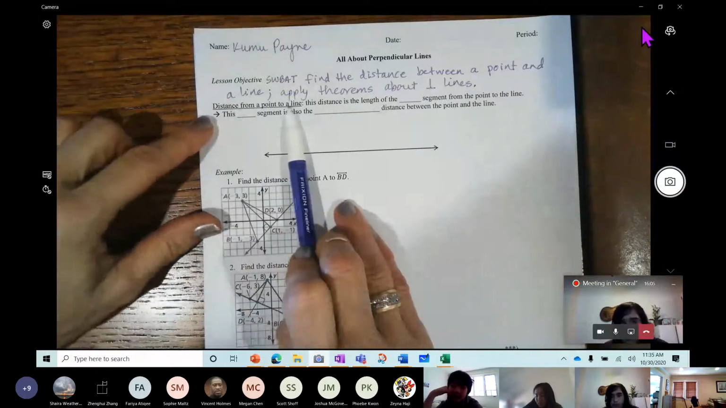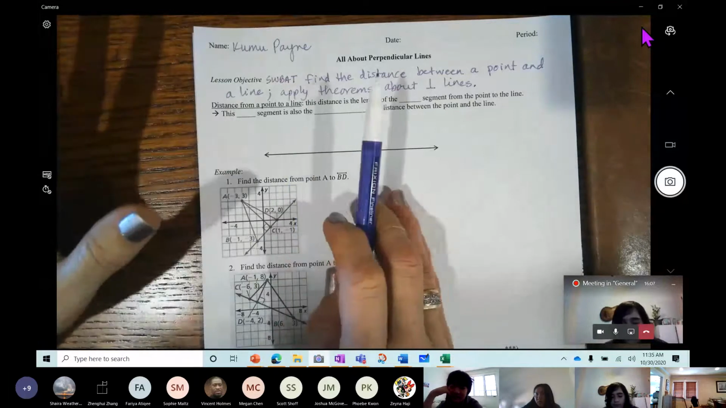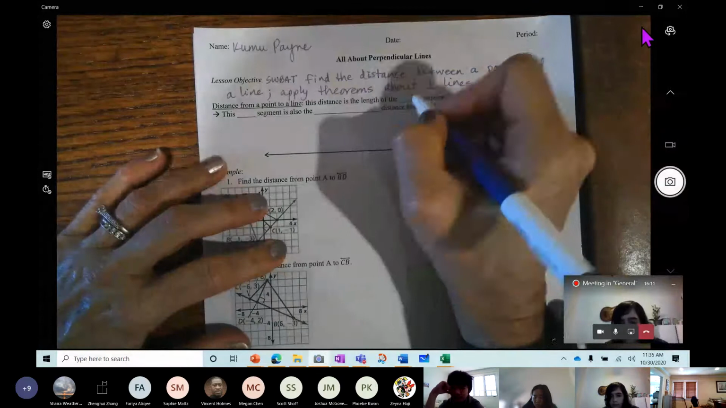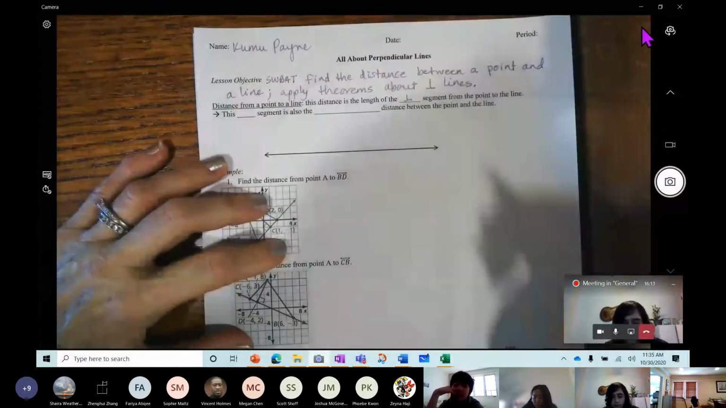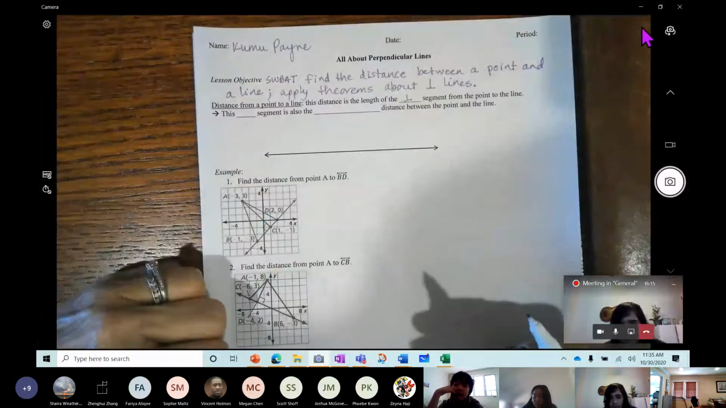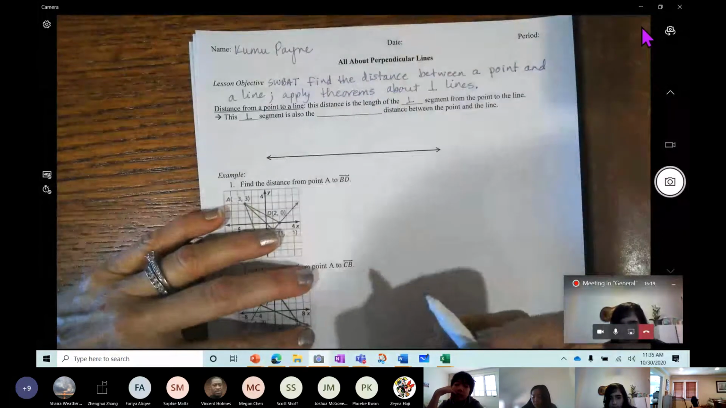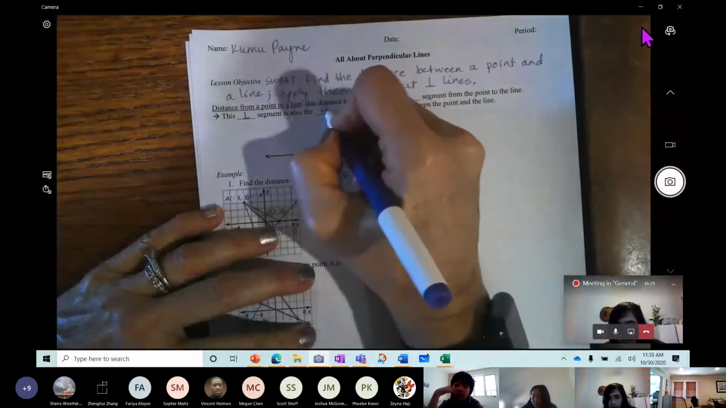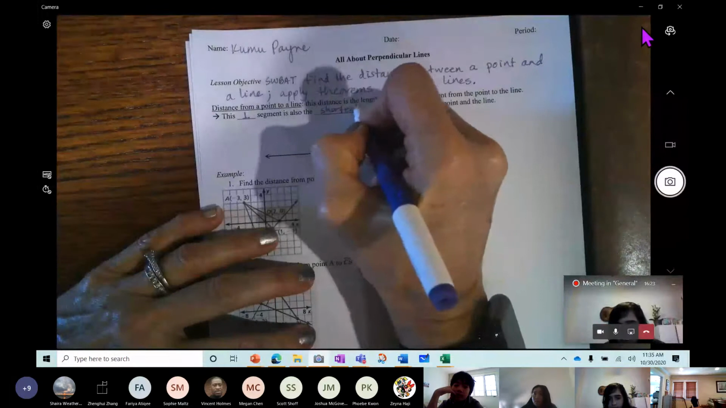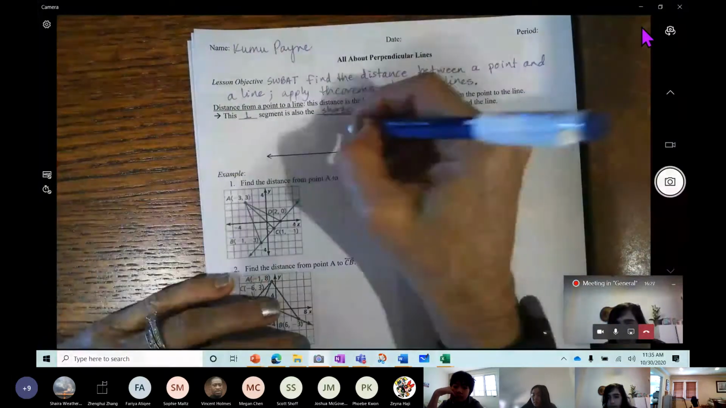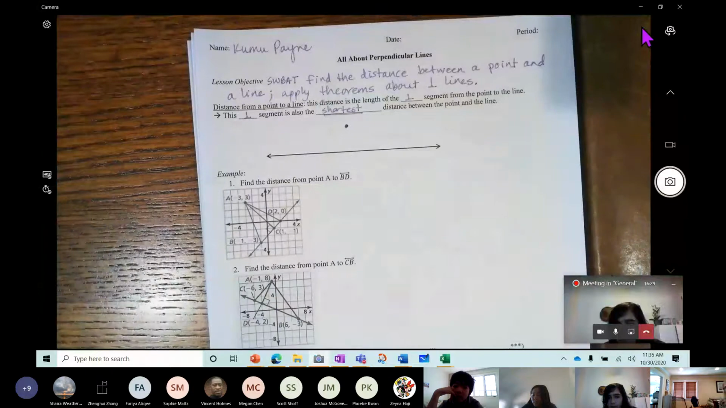So the distance from a point to a line, you have a line and any point. This distance is the length of the perpendicular segment from the point to the line. Again, this perpendicular segment is also the shortest distance. And that's what's going to be important here. It is the shortest.